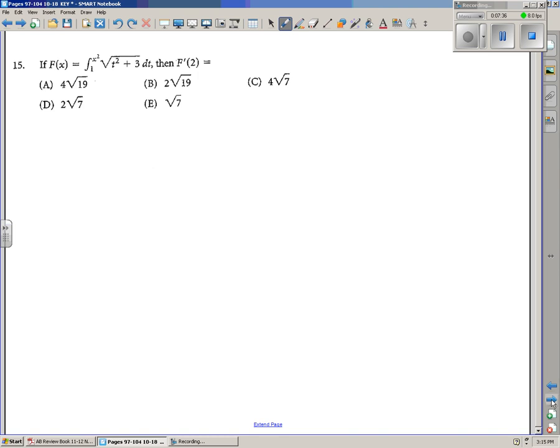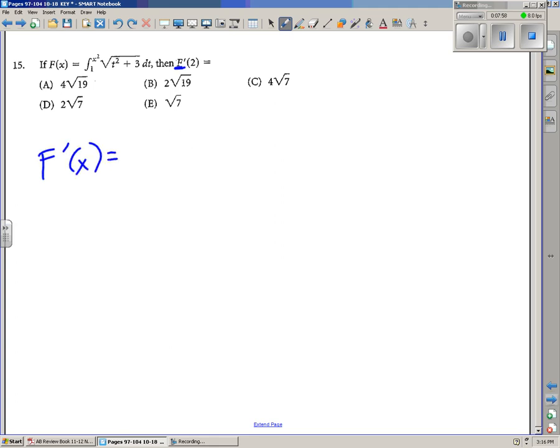All right. Number 15, if f of x is the integral from 1 to x squared of the square root of t squared plus 3 dt, then f prime of 2 is. We did this one on your quiz. This is the one that I goofed up on the choices, but this one should have a choice that's right. So we want f prime somewhere. So I want to take the derivative of this thing.